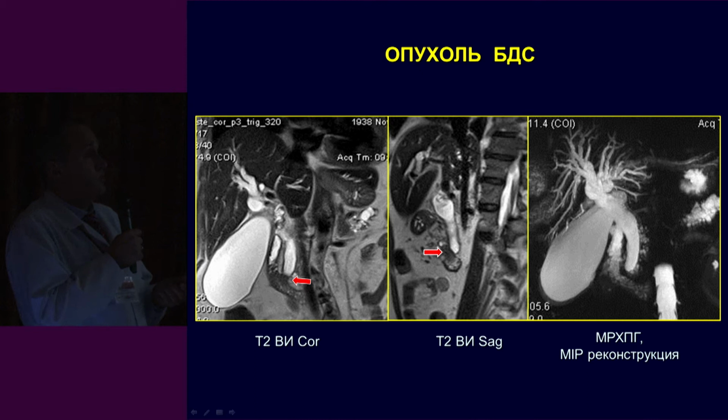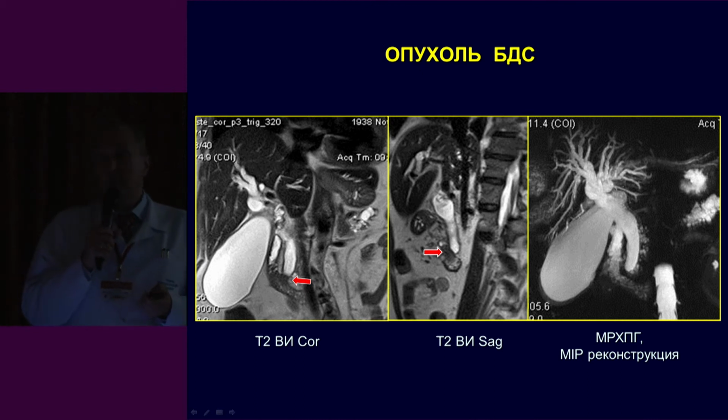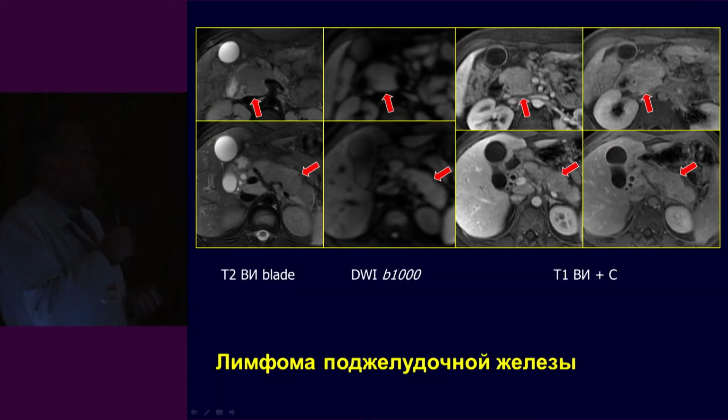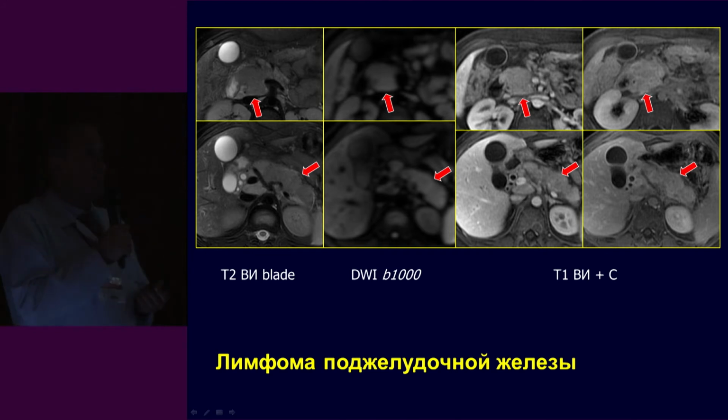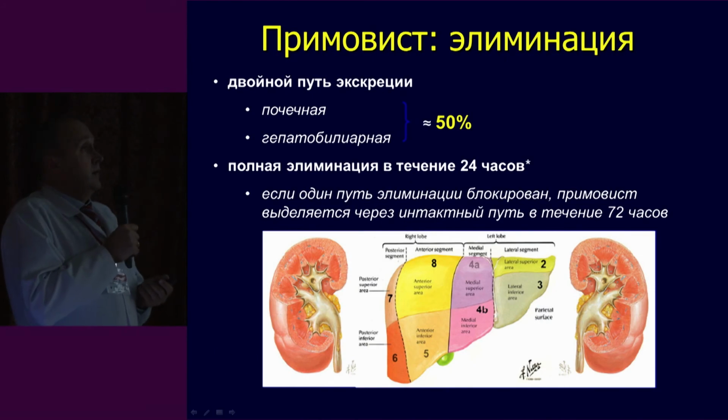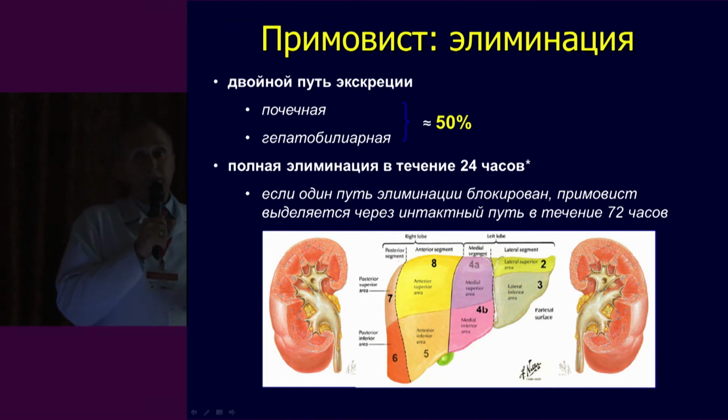We can also differentiate the greater papillary duodenal papilla tumor. Also, pancreatic lymphoma can be visualized, and it's important for deep diagnostics.